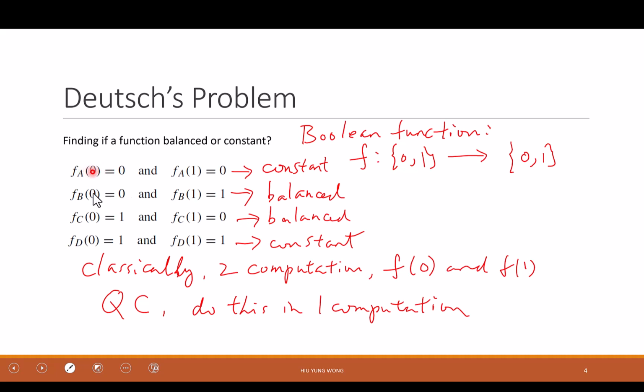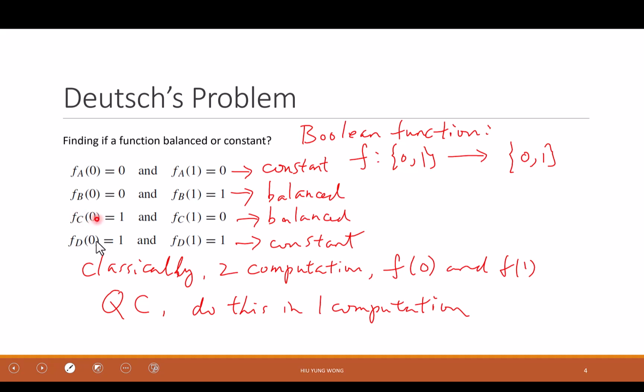The first type is when input is 0, output is 0. When input is 1, output is 0. So they have the same output no matter what you put in. So this is called a constant function. Or you can have the input is 0, output is 0, input is 1, output is 1. The number of 1 and 0 outputs are the same, and we call it balanced. Just a name.